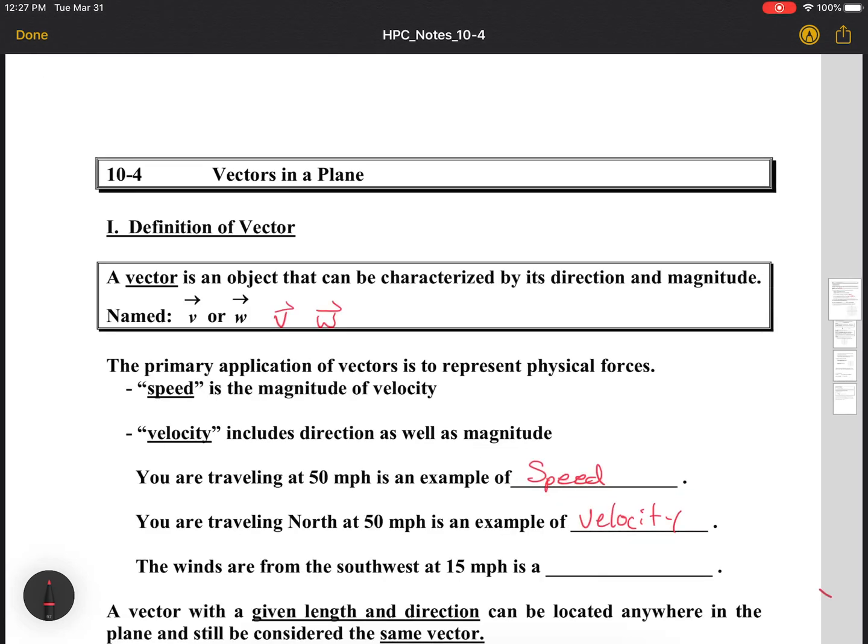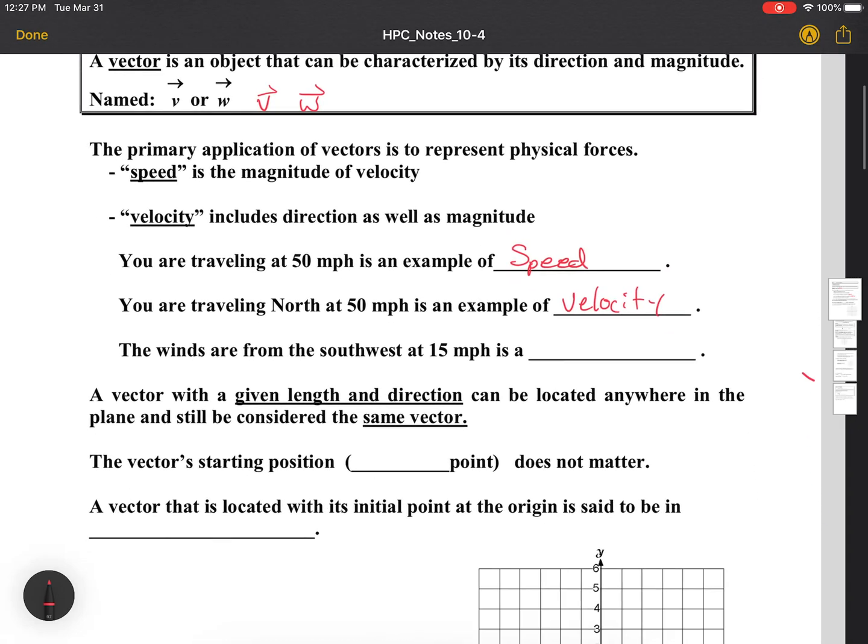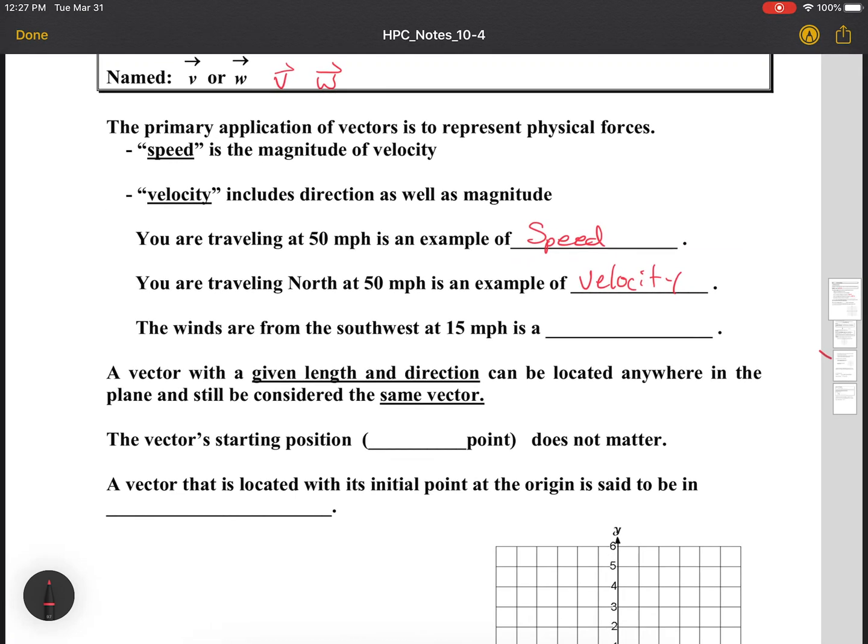Next one, the winds are from the southwest at 15 miles an hour. This is also velocity. We have a direction and a magnitude. Think about this: which way is the wind actually going? It's going to the northeast. It said it's coming from the southwest, so make sure you understand that when you're doing some of these story problems.